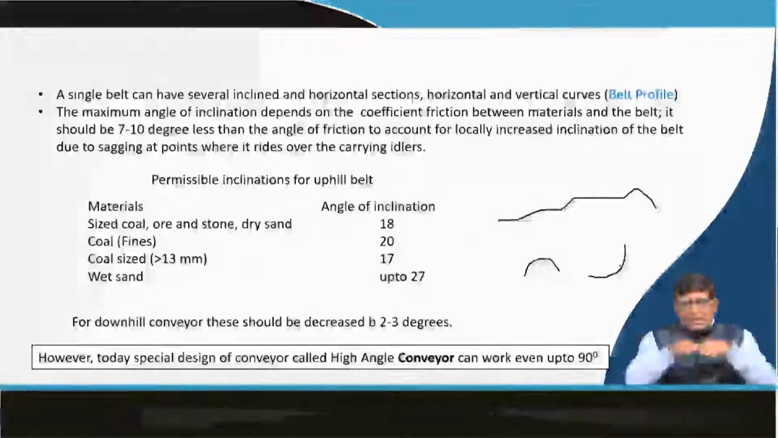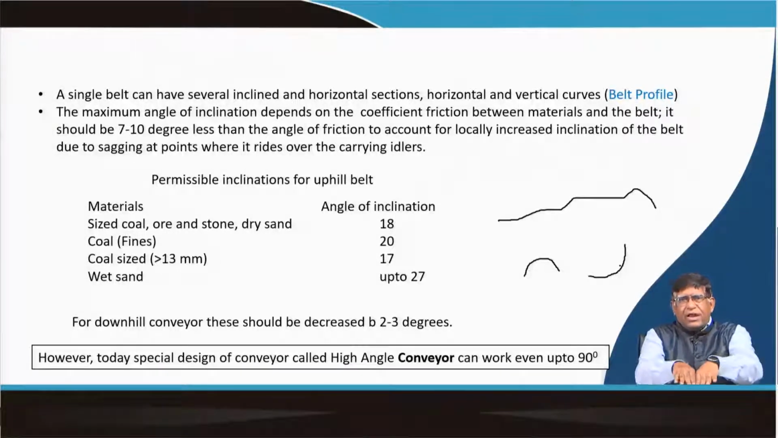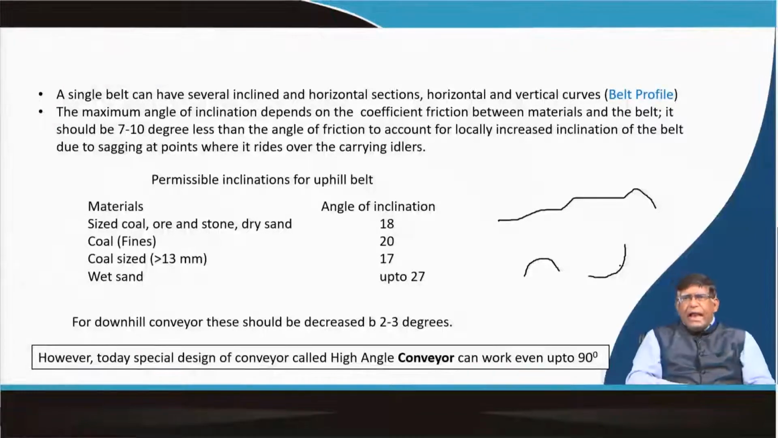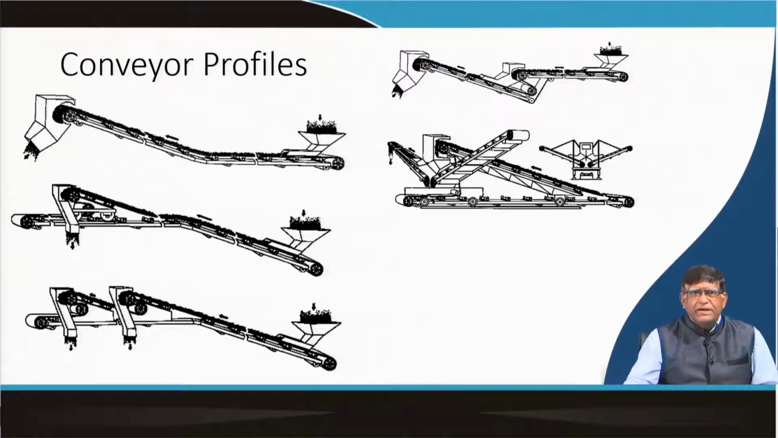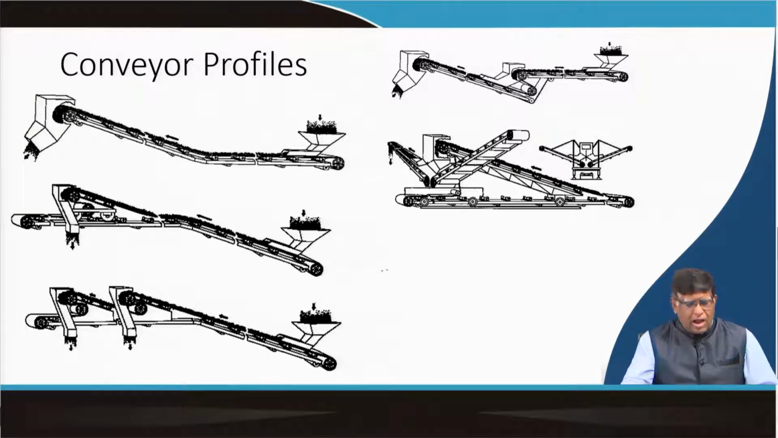Now, if you are taking a downhill conveyor, the angle will have to be further reduced, otherwise the whole material will go and hit at the front. So, this was the problem because of which conveyor belts in the old days were used only for more horizontal types of transportation, but today we have high angle conveyors which can go up to 90 degrees.